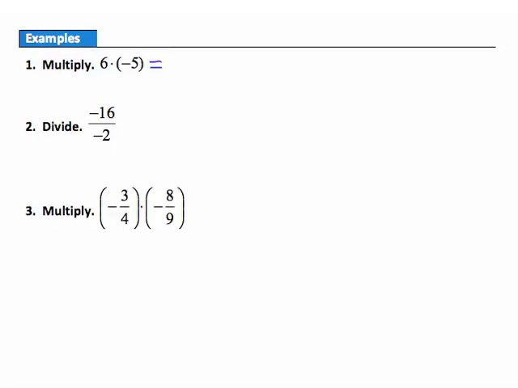So notice I have opposite signs here, a positive and a negative. That means I'm going to get a negative answer. Now I'll go ahead and do the multiplication. 6 times 5 is 30. So I get an answer of negative 30.